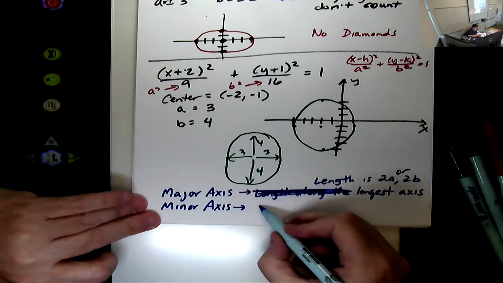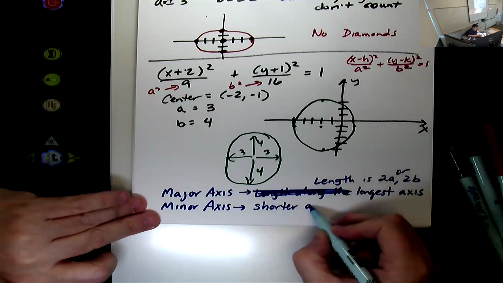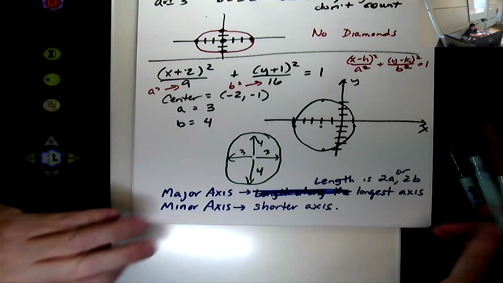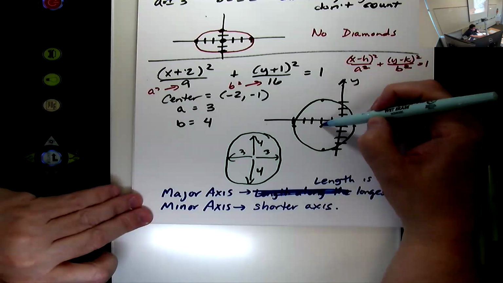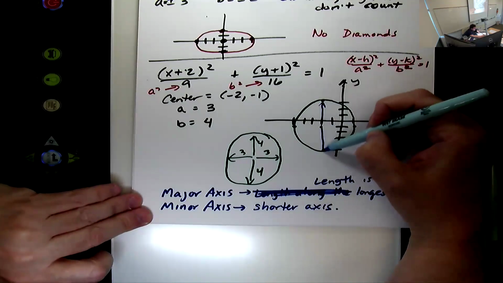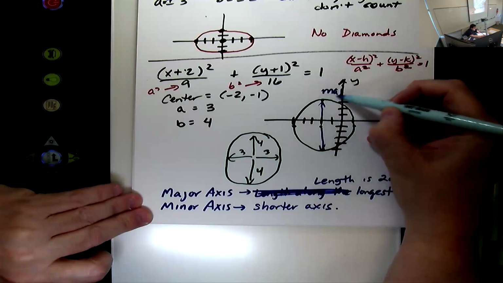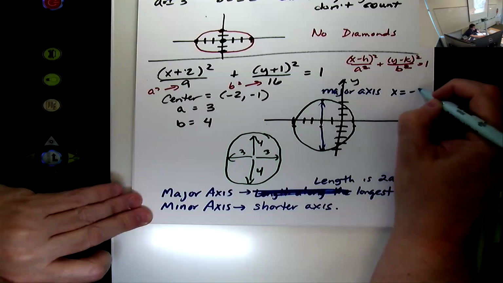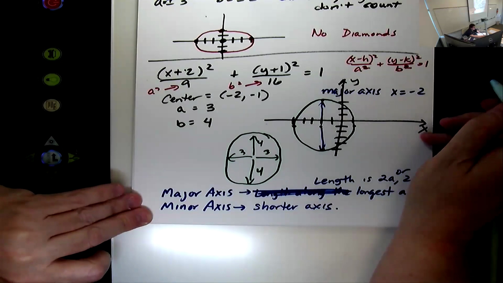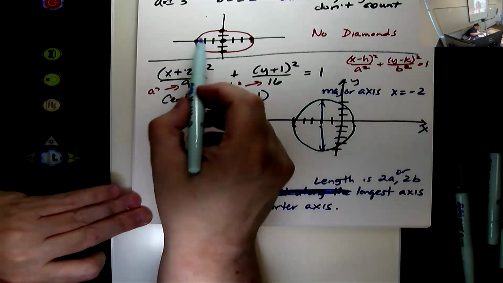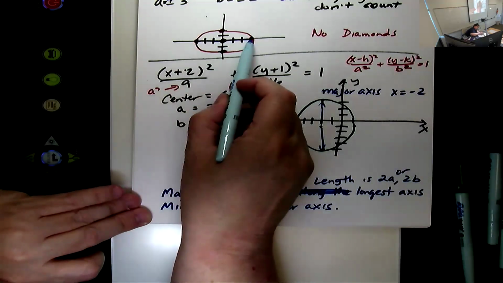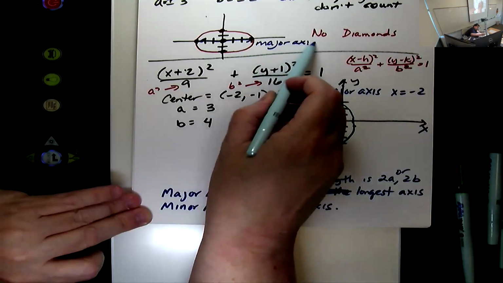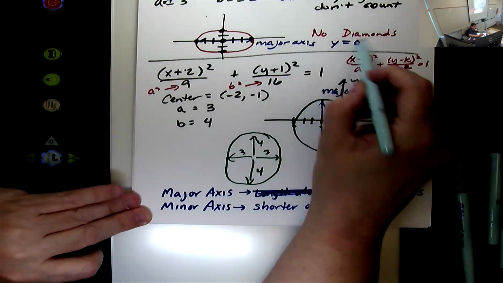The minor axis is the shorter axis. In this picture here, this is the major axis. Here is x equals -2. On this one, the major axis was right here, the horizontal, and it was y equals 0.